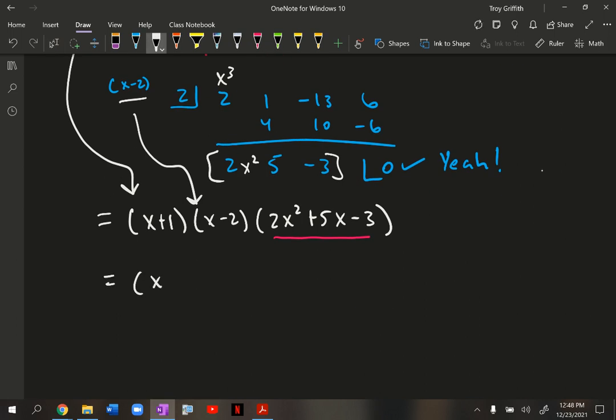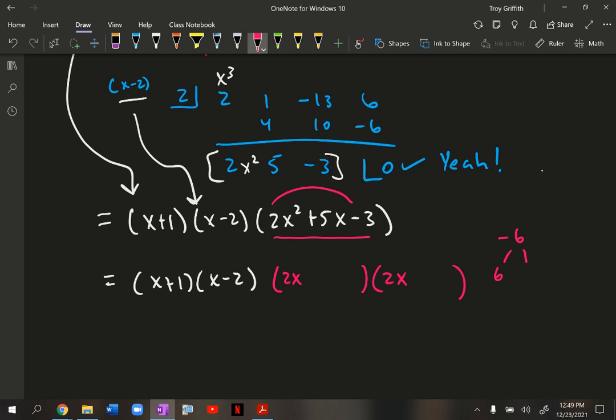We're going to see if we can factor that quadratic. So I'll keep the x plus 1 and the x minus 2. And then with this quadratic, I'm going to begin by putting a 2x and a 2x. I'm looking for factors of 2 times -3, that's -6, that add up to positive 5.